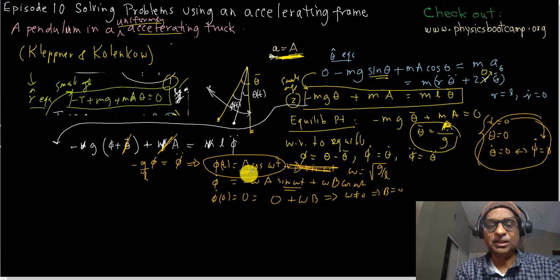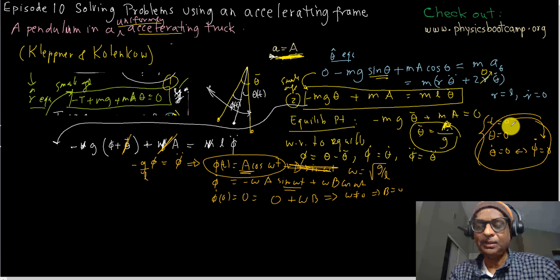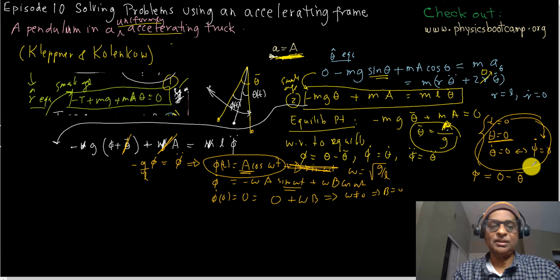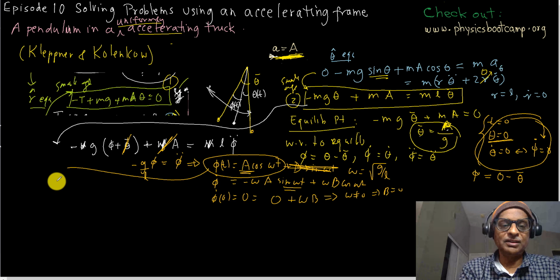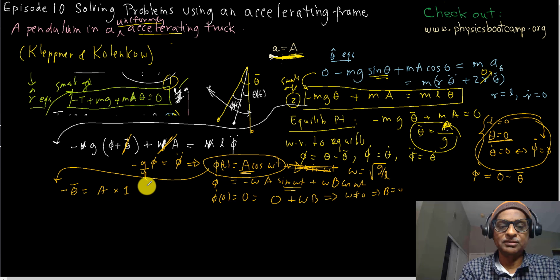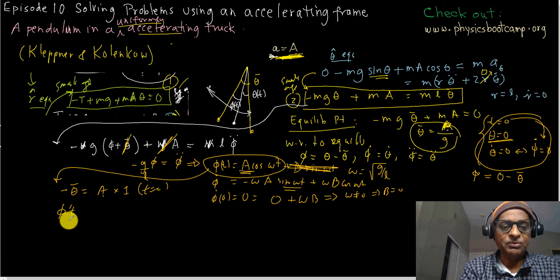So we just need to figure out what a will be. At t equal to 0, what's phi? Theta is 0, so phi is equal to 0 minus theta bar. So it's minus theta bar, which equals a times 1 at t equal to 0. So a is minus theta bar. So phi of t is simply minus theta bar cosine omega t.